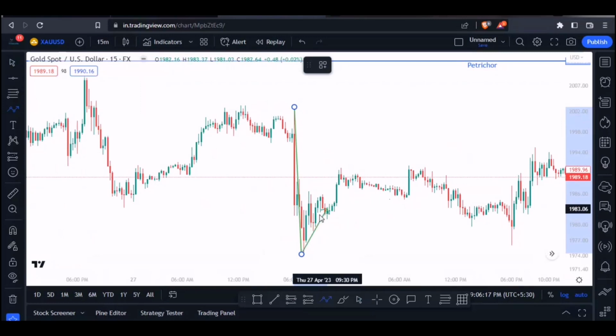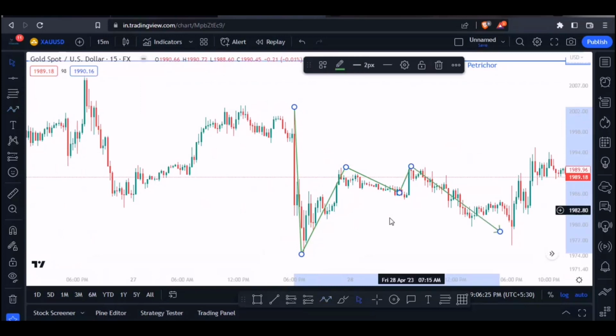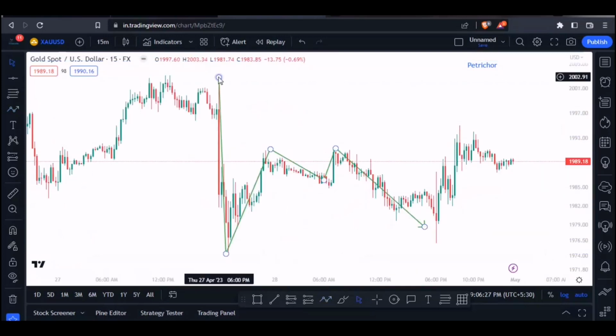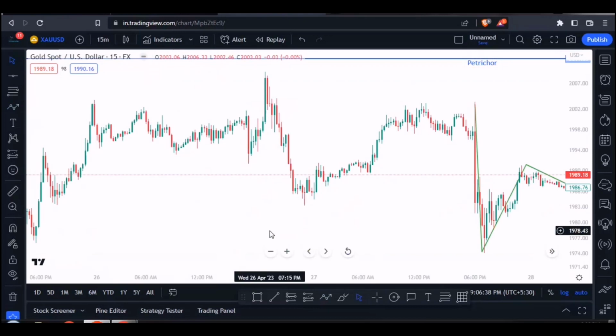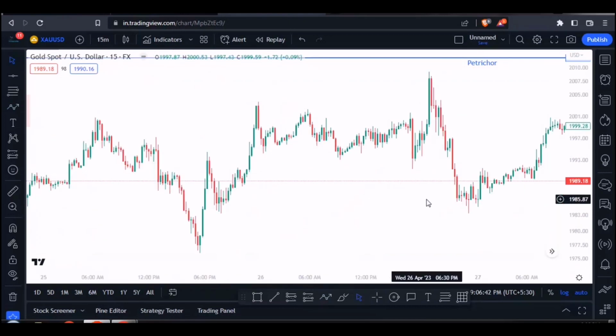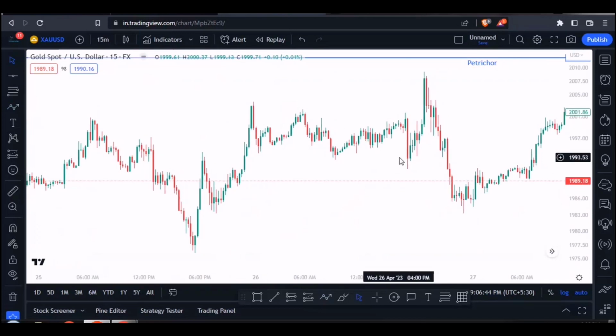Just for marking, I'm showing that we have to find the clear structure. Like this it may go, but we have to remember this is the high and this is the low; whatever happened in between is internal. So with the help of candlestick and swing pullbacks, we can find the market structure. Next video we are going to see the market structure in detail. Thanks for watching.